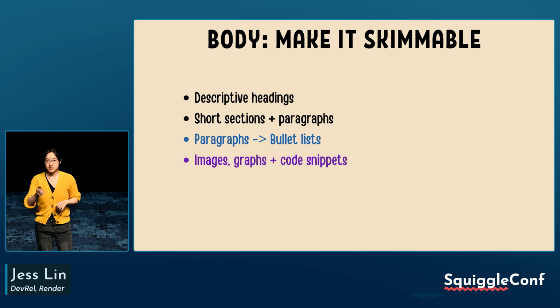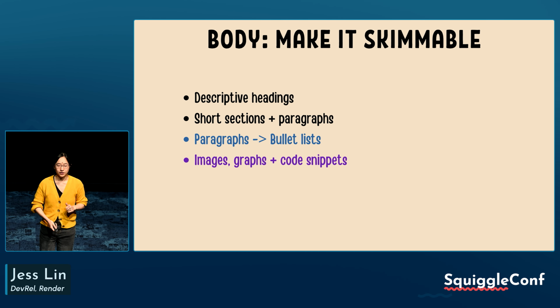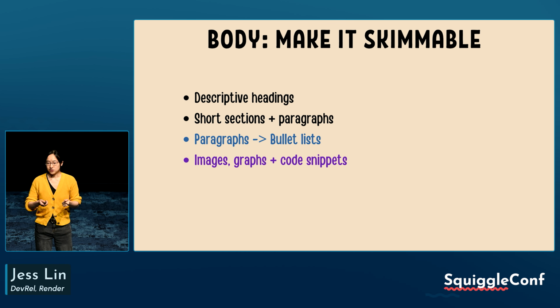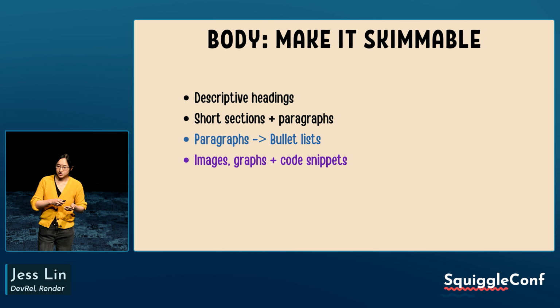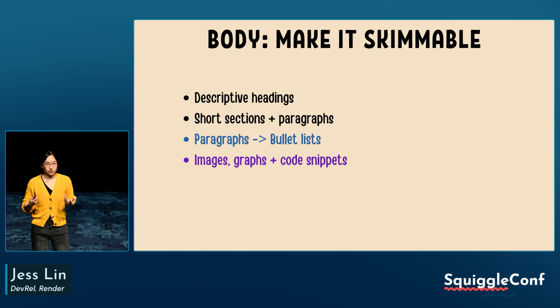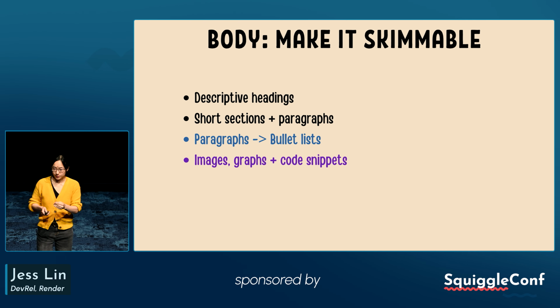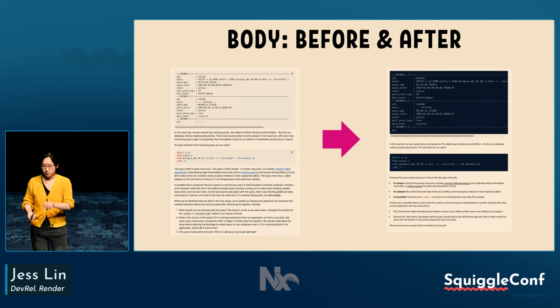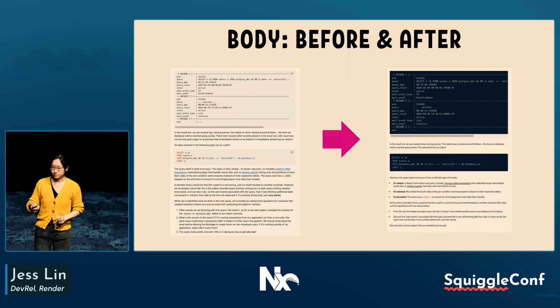So making things skimmable, I think, is a good goal when it comes to blog posts. We already talked about descriptive headings, and other things that you can keep in mind are shorter sections and paragraphs. One way of achieving that is even paragraphs can be turned into bullet lists, and then inserting images, graphs, and code snippets wherever you can and where it's going to help the story. Now, we actually have good examples here of the images, the code snippets. So we kept those. But we did do this bullet point thing quite a bit here. So let me show you some examples.